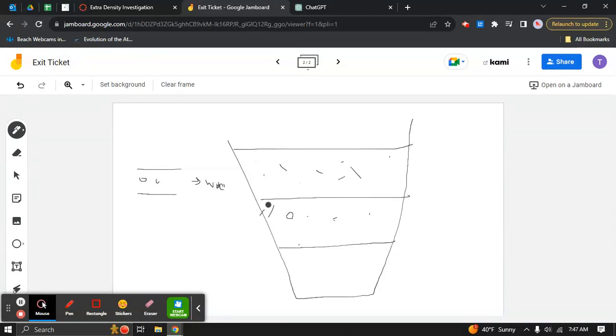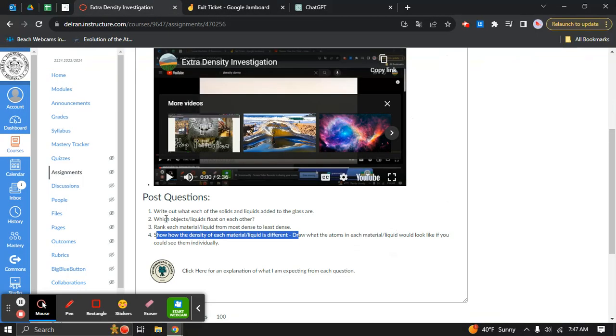Remember, density has to do with the mass and the volume, how much stuff is in the substance. So think about that when you're drawing. Also think about your answer to number three. That should help you figure out how to draw each. If you have any other questions, just ask me.